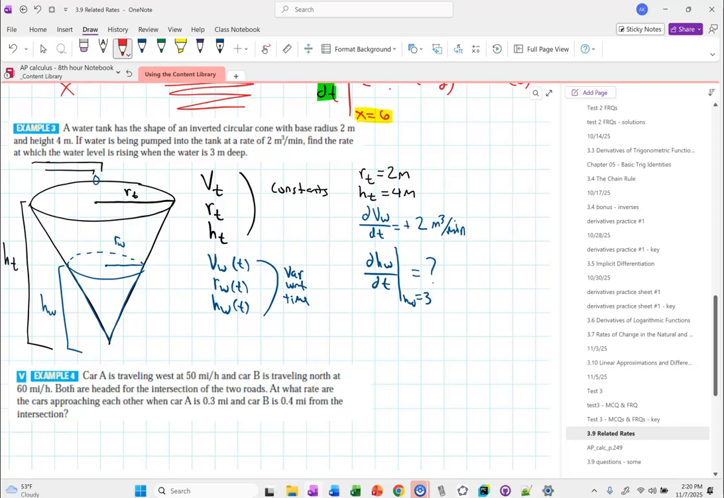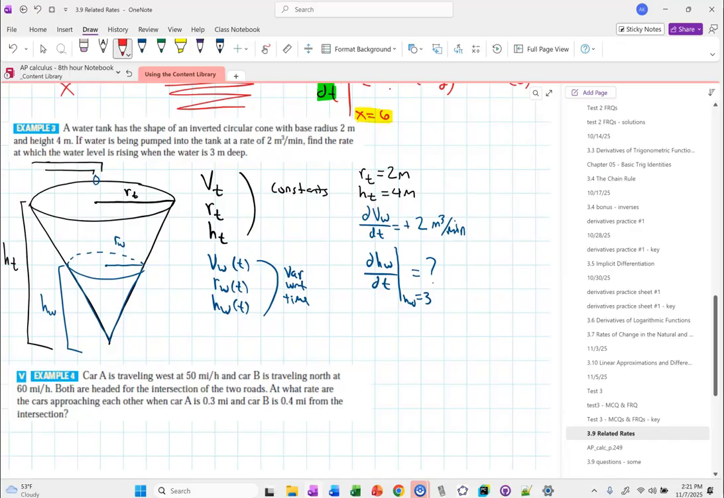Then we went through and labeled the numbers given to us in the problem. We said that the 2 meter was the radius of the tank, 4 was the height of the tank, dV_W/dt was the 2 cubic meters per minute rate, and we're looking for dH_W/dt when H_W is 3. Everybody cool with that? The next step in our process is to find an equation that relates our variables with respect to time together. Hopefully the obvious choice is the volume of a cone formula.